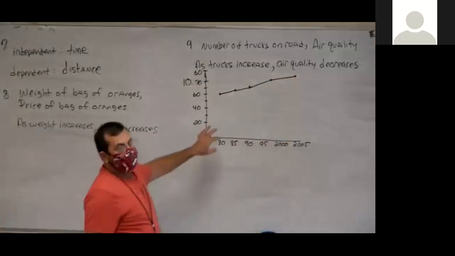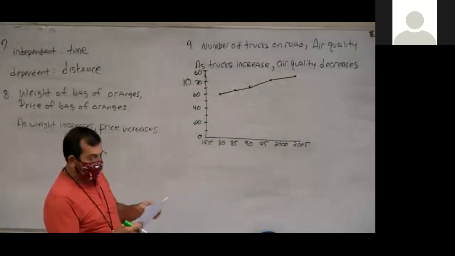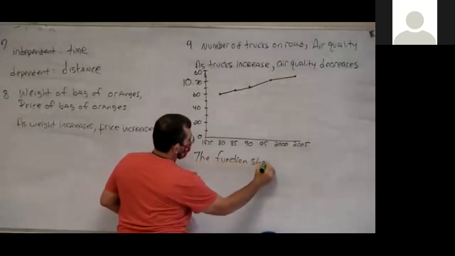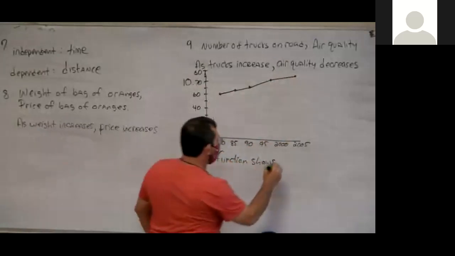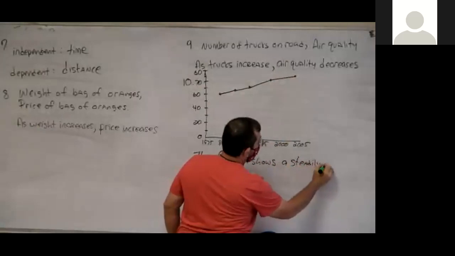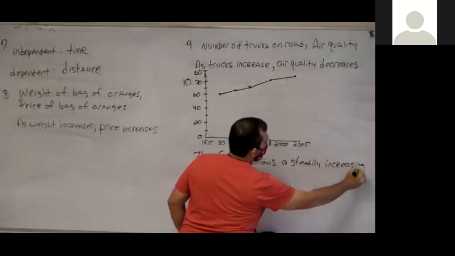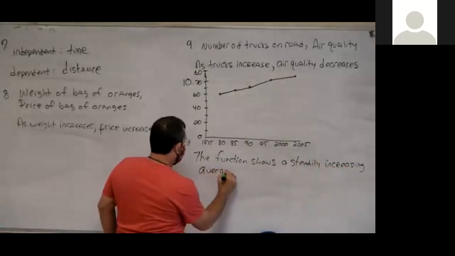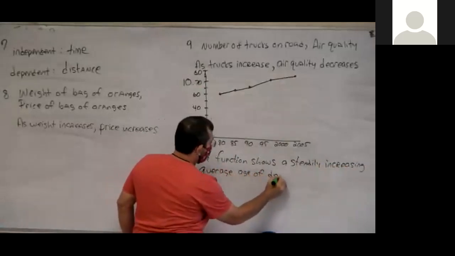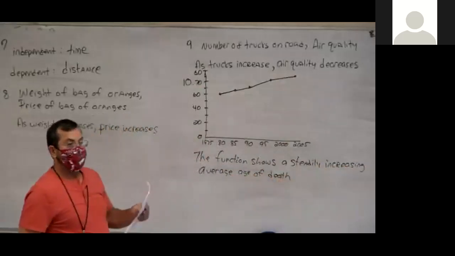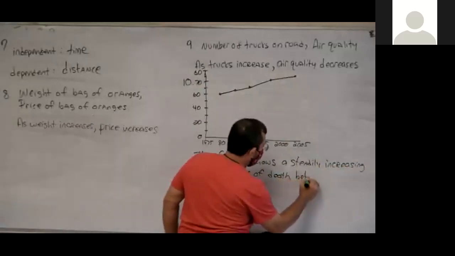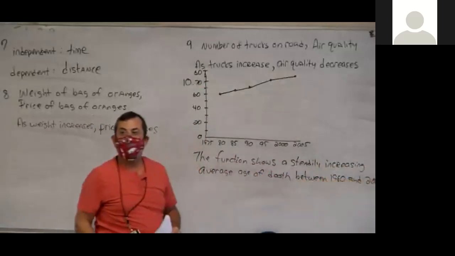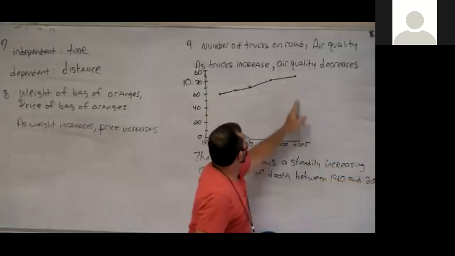So you want to pick the best answer that describes it, and I went with: the function shows a steadily increasing average age of death between 1980 and 2004. Okay, so they started at 80 and they're stopping over here at about 2004.